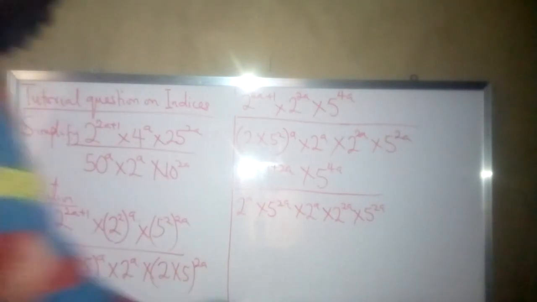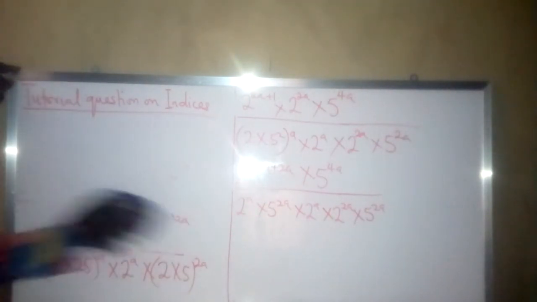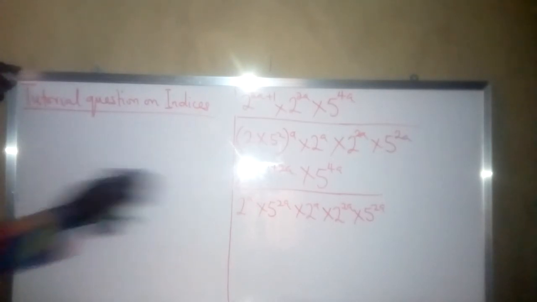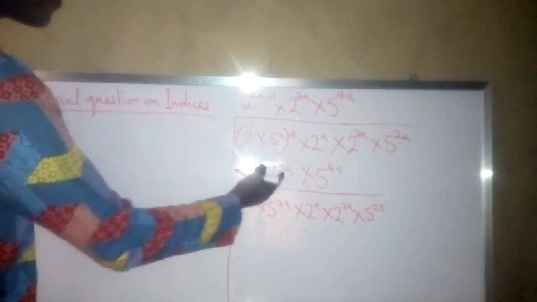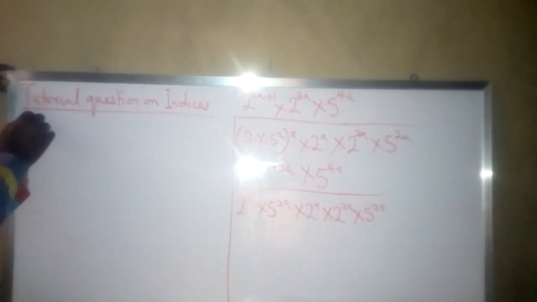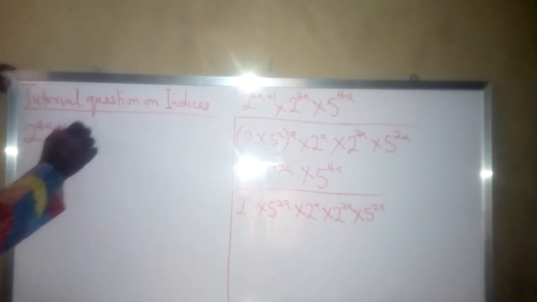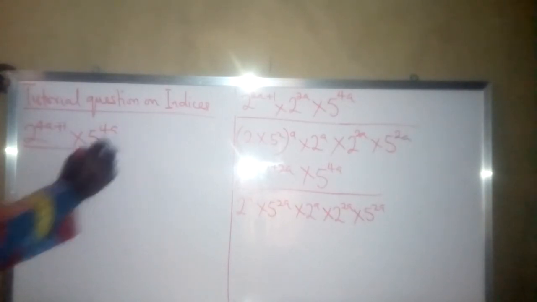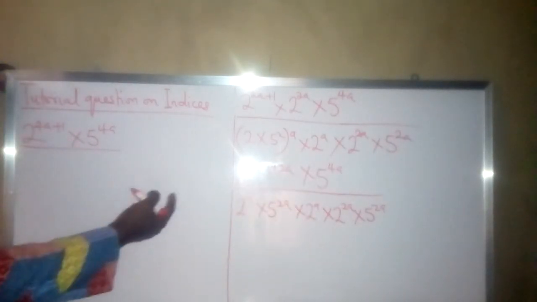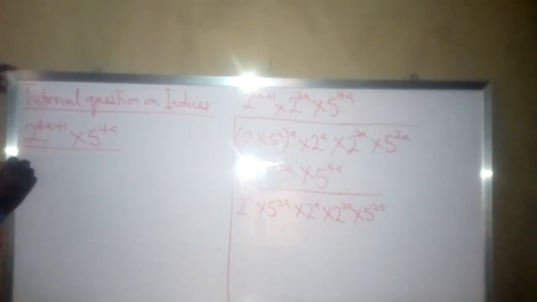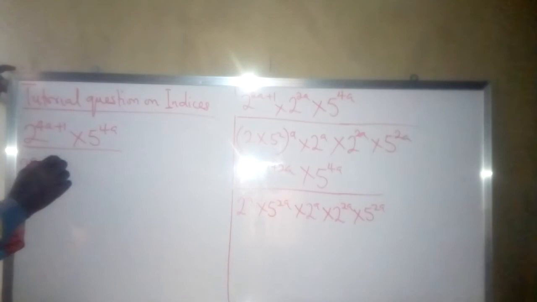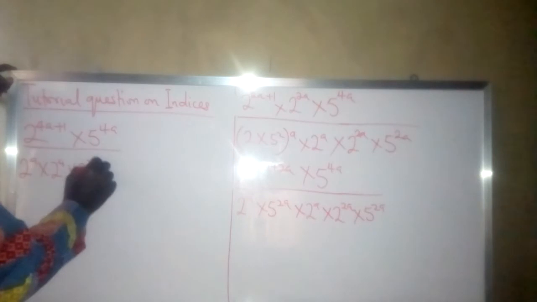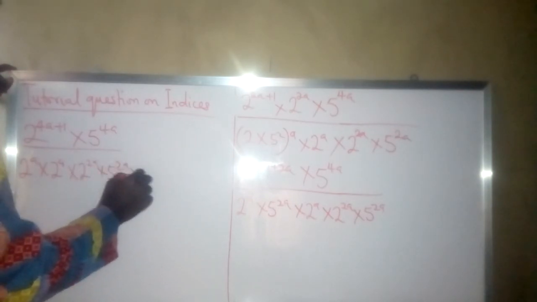Now what next? We simplify further. So we have 2 raised to the power of 2a plus 2a, that's 4a, plus 1, multiplied by 5 raised to the power of 4a, all over. We now select the integer 2 with their powers. So we have 2 raised to power a, times 2 raised to power a, times 2 raised to power 2a, that is by the time you collect like terms. Then times 5 raised to power 2a times 5 raised to power 2a.